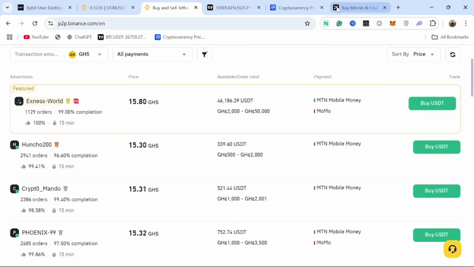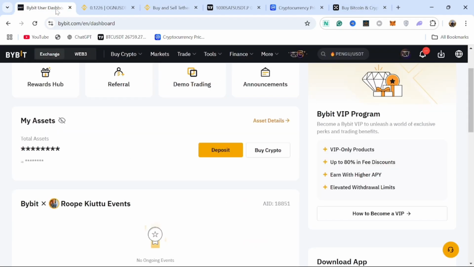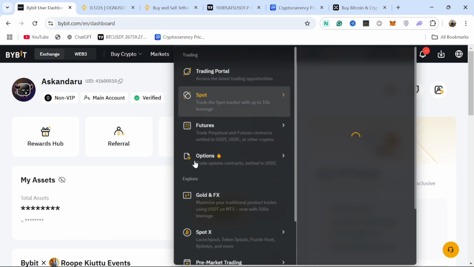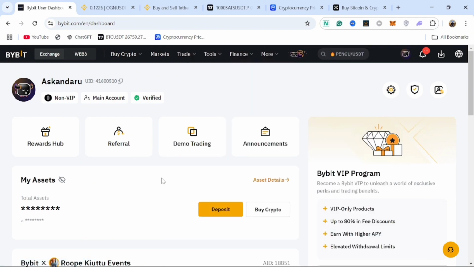The same thing on Bybit too. If you are in Nigeria and you want to deposit money into your Bybit account, just click on the trade section at the top. Then you can go for P2P. Just scroll until you see P2P. The same thing that we do on Binance, the same thing on OKX and Google. So now maybe you have the money in your trading account.